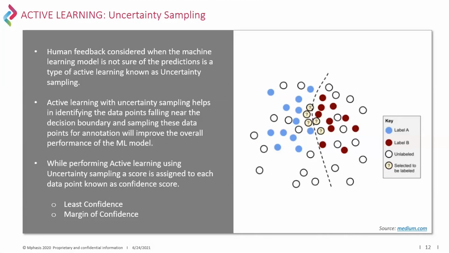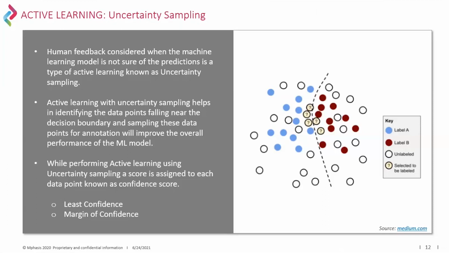So active learning with uncertainty sampling helps in targeting these data points falling near the separation boundary from the pool of unlabeled data, so that they can be provided with a human label and included in the training data, thus increasing the overall accuracy of the machine learning model. Mathematically, active learning with uncertainty sampling assigns a confidence score to each data point, and based on this score, data points are sampled. There are various methods to assign a confidence score, and least confidence and margin of confidence are two such methods.